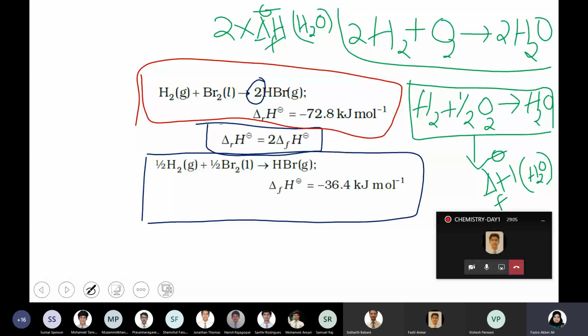So this is applicable only when the actual equation of formation and the equation of the enthalpy of reaction are in direct multiples, whole number multiples. This equation, if you multiply it with 2, then only you are getting the other one. So enthalpy of formation and enthalpy of reactions are related.